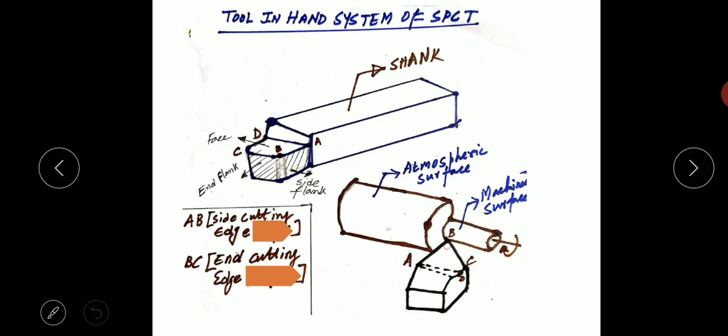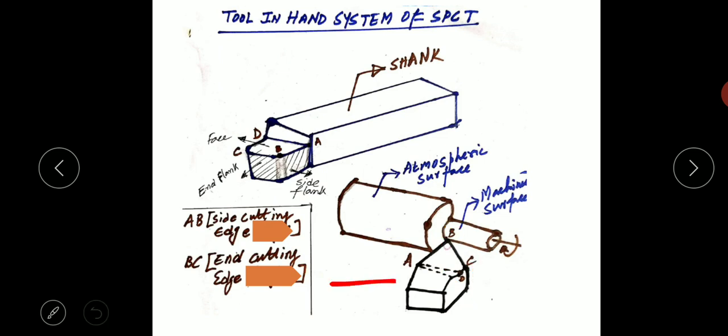So the side AB is mainly responsible for the cutting operation. This side AB comes under the part of the side flank. That's why AB is known as side cutting edge. You can also give a different name to it, that is major cutting edge or principal cutting edge. The side BC comes under the end flank part and it is known as end cutting edge or auxiliary cutting edge or minor cutting edge.